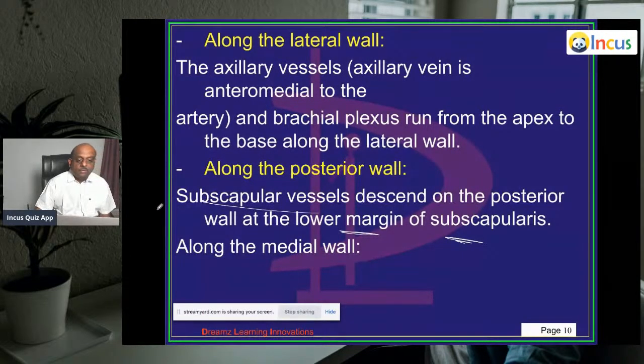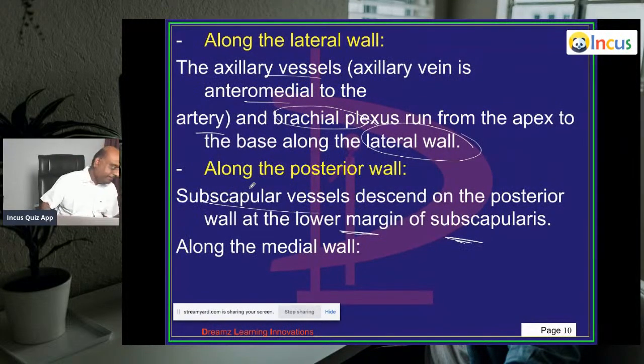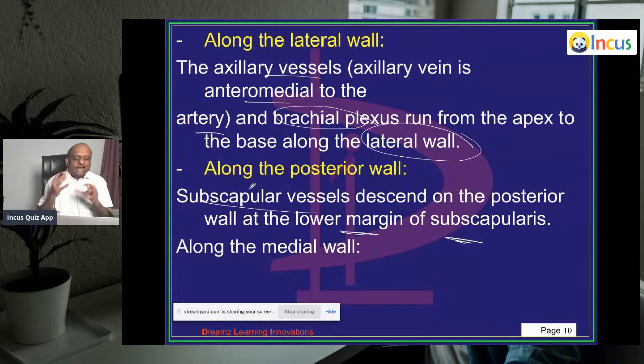Similarly, the axillary vein is anteromedial to the artery and the brachial plexus. They run from the apex to the base along the lateral wall. The long thoracic nerve descends on the serratus anterior and the intercostobrachial nerve perforates the upper anterior part of the medial wall. So all these anterior, posterior, medial, lateral walls and the contents of axilla are a high yield topic that you have to master now.